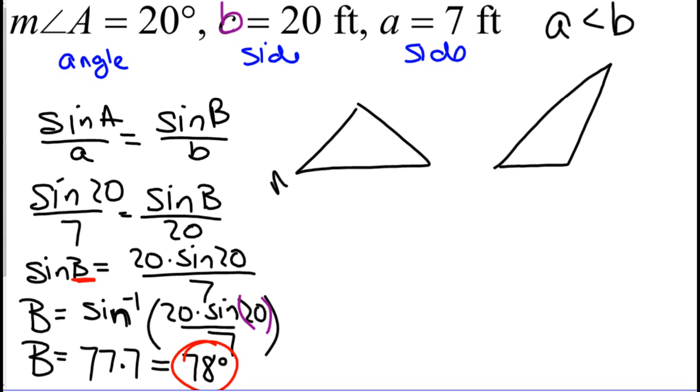You are always given angle A in both triangles. You're always given side B in both triangles, even though it may have to be renamed, obviously. And we always have side A in both triangles. So fill in what you know. You know this was 20 degrees for both of them. You know B is 20 feet for both of them.